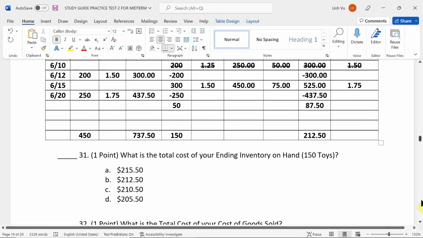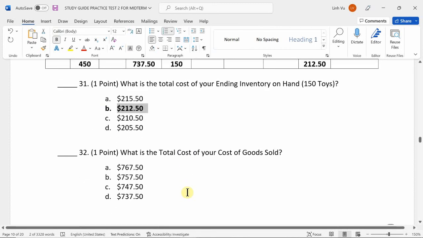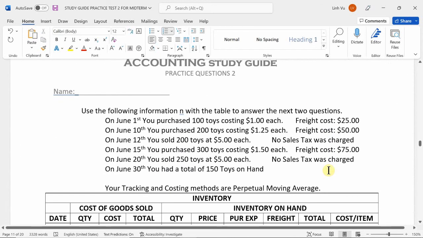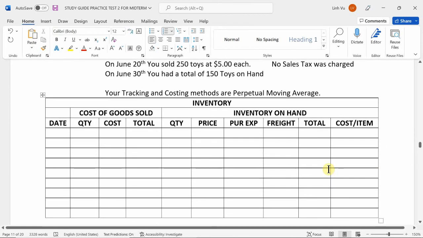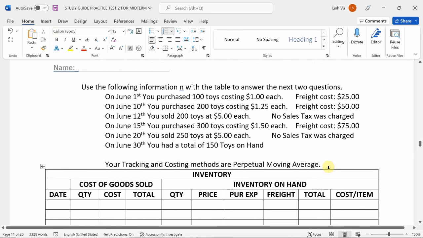Okay. So let's take a look. What is the total cost of your ending inventory on hand? 150 units left remaining should give you a total of $212.50, right? And of course, what is your total cost of goods sold? Should be your $737.50. Okay? So that's LIFO for you. Now let's practice this one. Moving average.